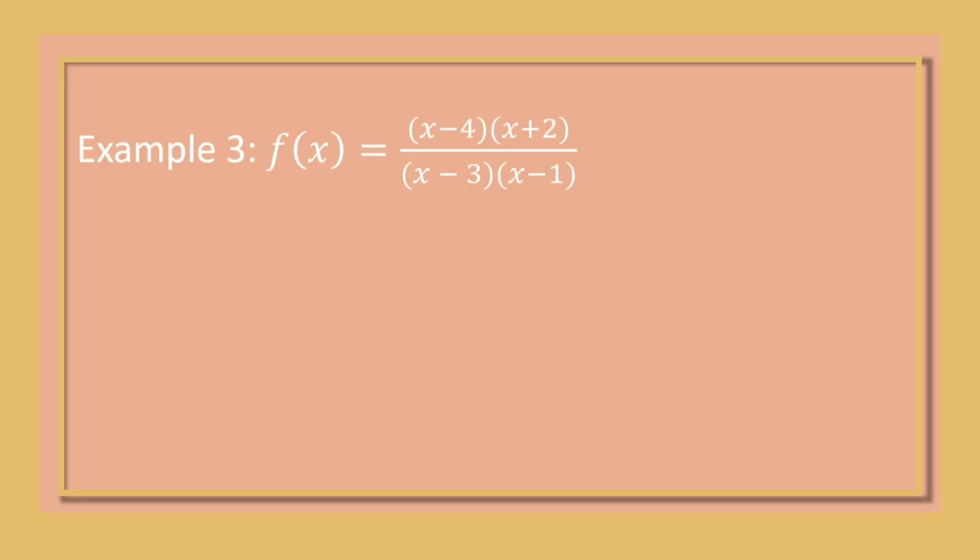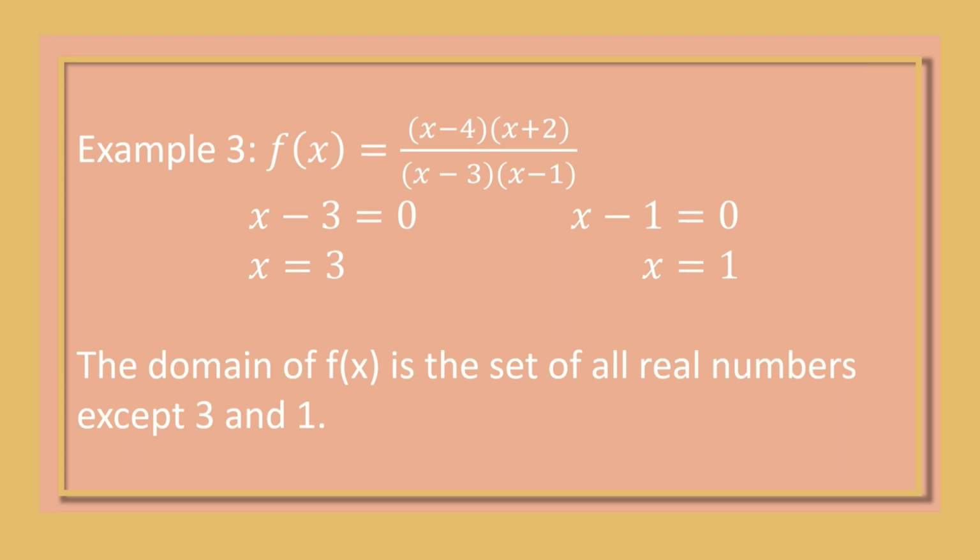Example number 3. F of x is equal to x minus 4 times x plus 2 over x minus 3 times x minus 1. So we find the domain by equating x minus 3 to 0 and x minus 1 to 0. Then we have x is equal to 3 and x is equal to 1. Those are the restricted values. So the domain of f of x is the set of all real numbers except 3 and 1.